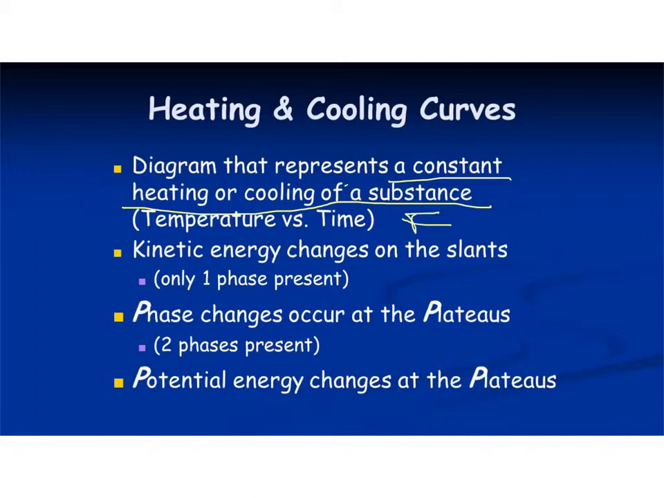There are two different kinds of regions on the heating and cooling curve. One is the slants, where only one phase is present. I'll talk more about that on the next slide. The second characteristic of the curve is a plateau, and in the plateau there are two phases present. We have to understand that the potential energy changes on the plateaus and the kinetic energy changes on the slants.